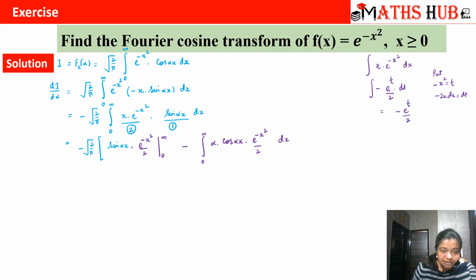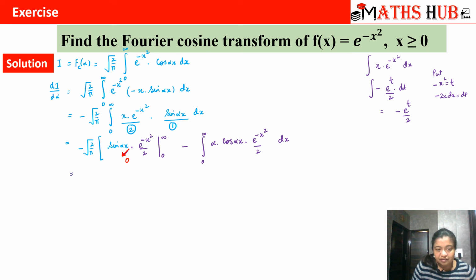Let us put the limits here. E to the power minus infinity is 0, and sine at infinity will take a finite value between 1 and minus 1. So the upper limit will give us value 0. And from the lower limit, again sine 0 is 0, so this term will become 0. Right? So the first term will always contribute 0 in your answer.